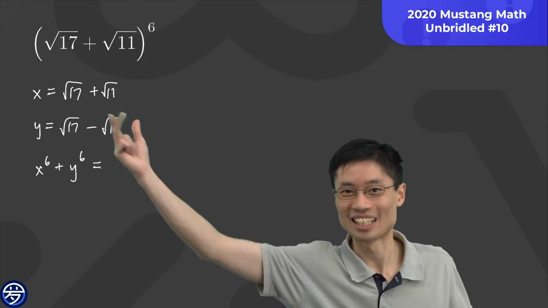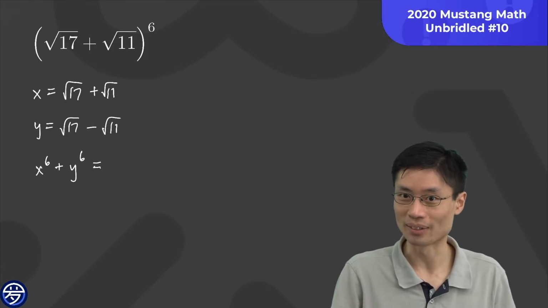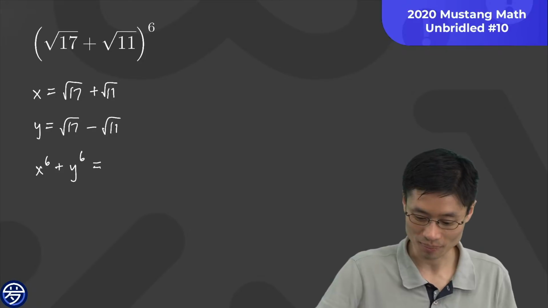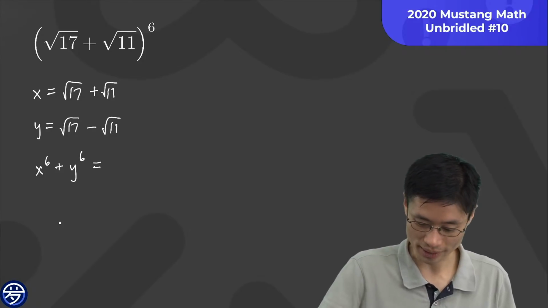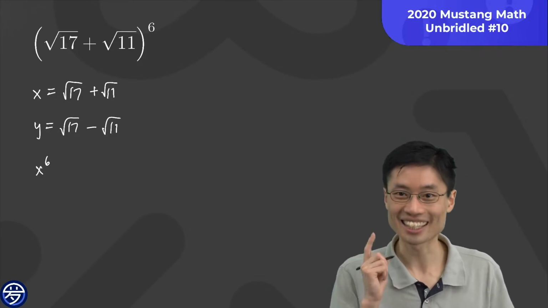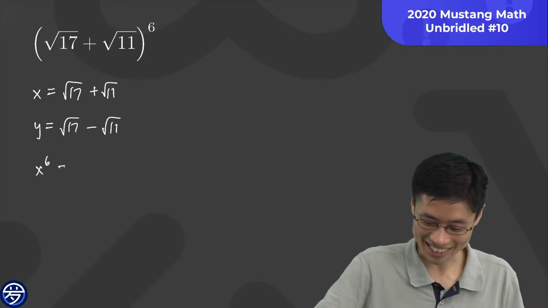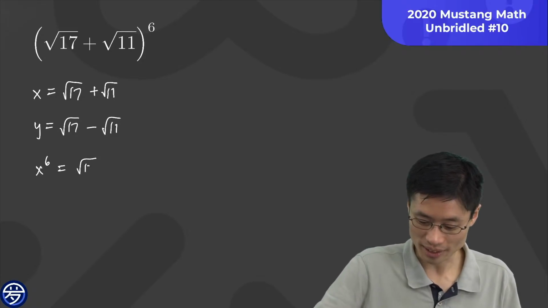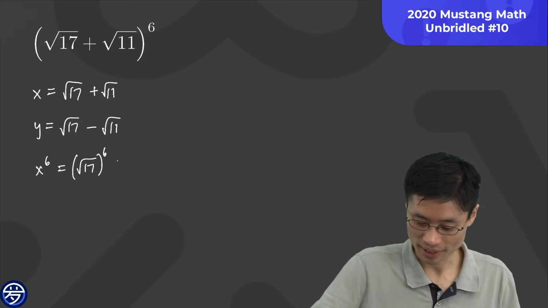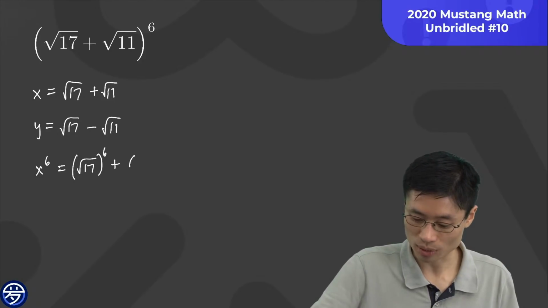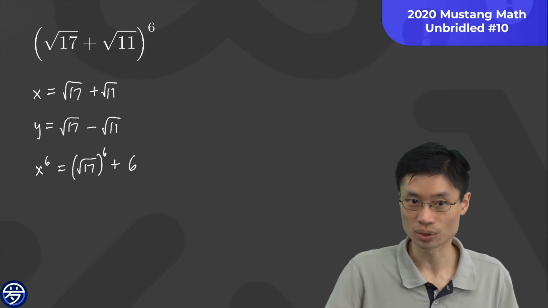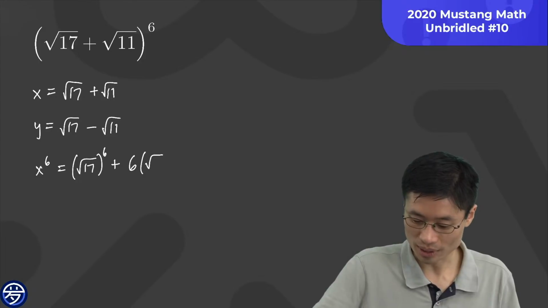Okay, so let's see. Root 17 plus root 11 to the 6th power. This uses what's called the binomial theorem. The binomial theorem goes like this. Let's do x to the power 6. Yeah, thanks, Ankit. You guys are really clever. x to the power 6 is root 17 to the power 6, plus, by the binomial theorem, it's 1, 6. The next one is 6 choose 1: 6 times root 17 to the power 5 times root 11.